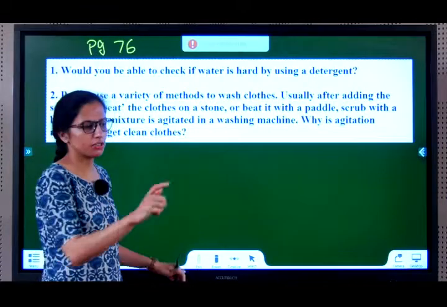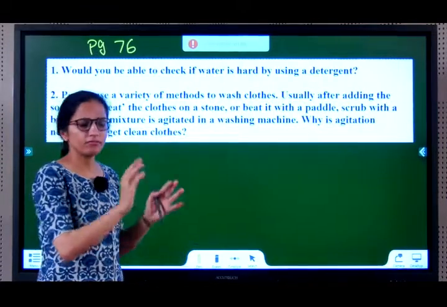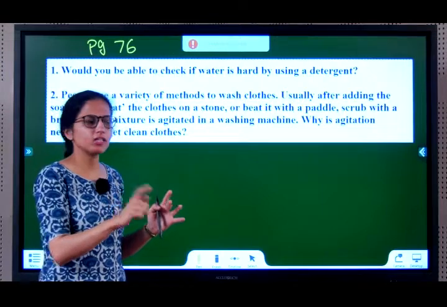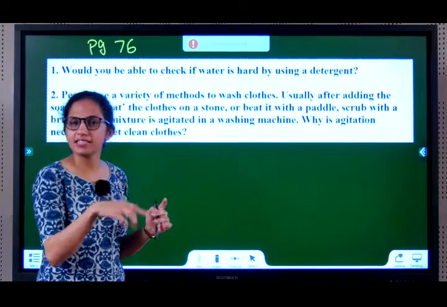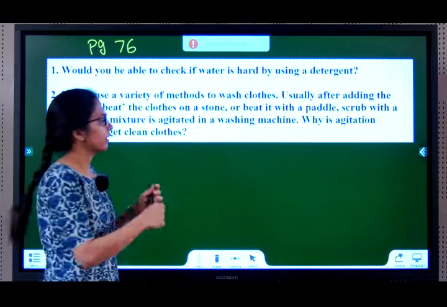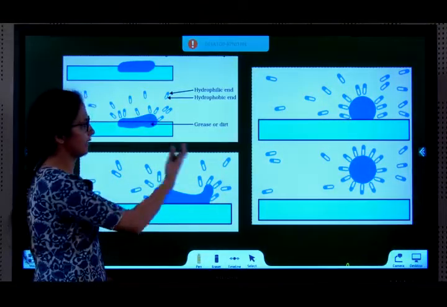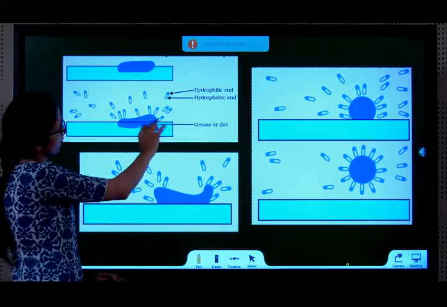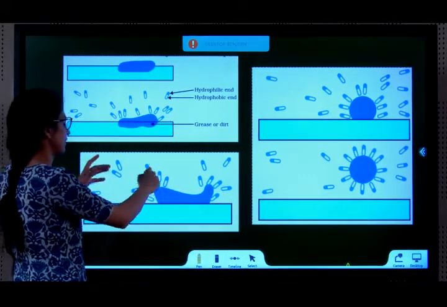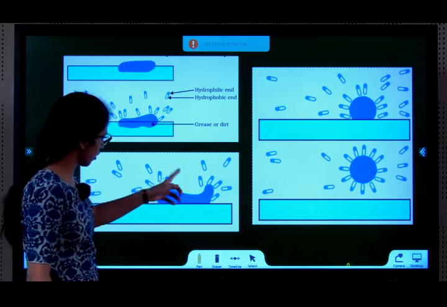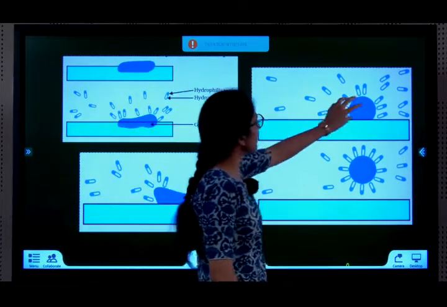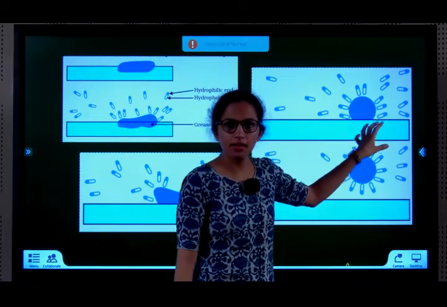If you've observed a washing machine, if you put it on for 1 hour, in between, for at least 10 to 15 minutes, it will spin around very fast. It's agitating the clothes. So why do we need agitation? Agitation is necessary because when you add the soap molecules, a micelle is formed around the oil particle, but it is still in contact with the surface.